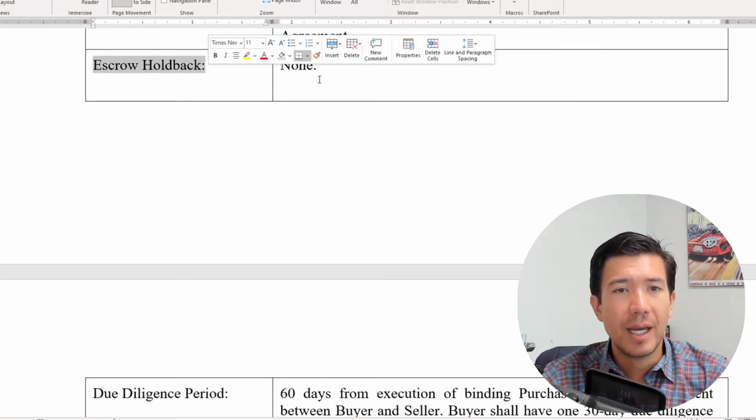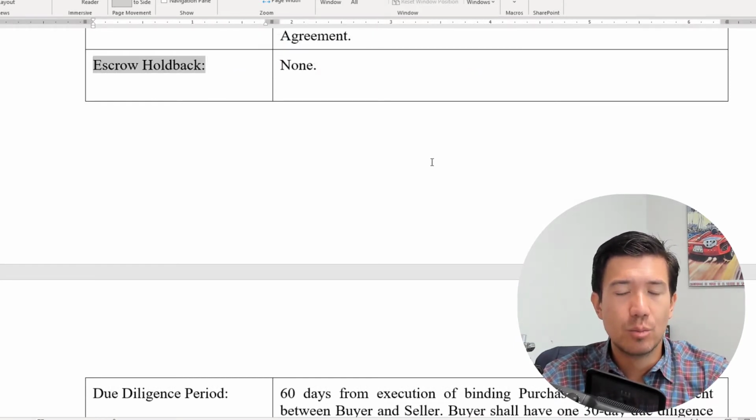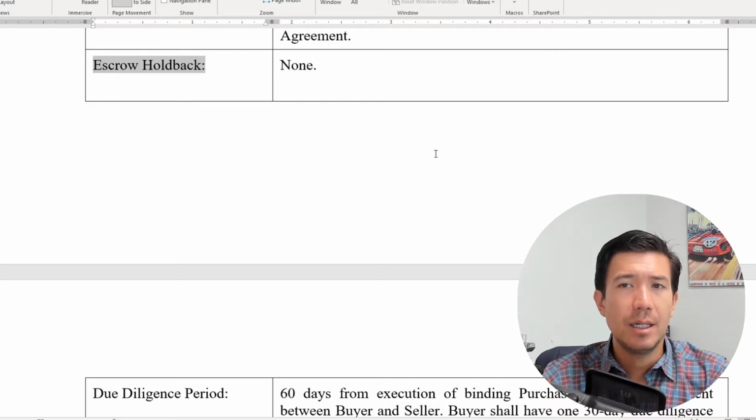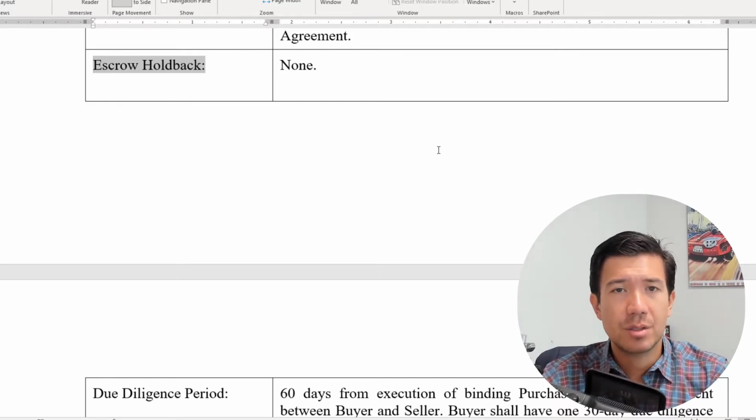Now, escrow holdback. This one is interesting because as I'm writing this video at the end of 2022, where there's a little bit of a disconnect between buyers and sellers, the interest rates have gone up, the economy is a little bit shaky. Escrow holdbacks are much more common now to allow the buyer to pay a higher price if certain financial or other milestones are met on the property.